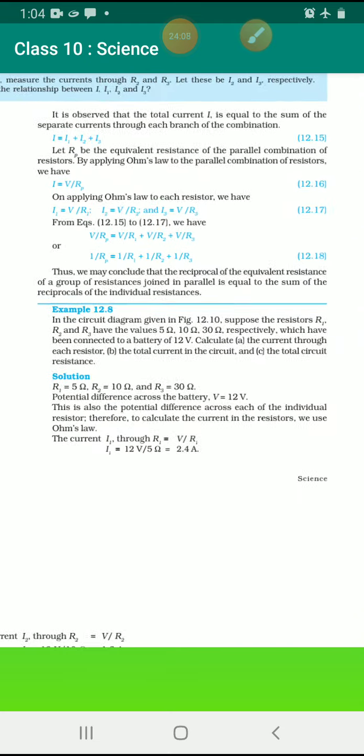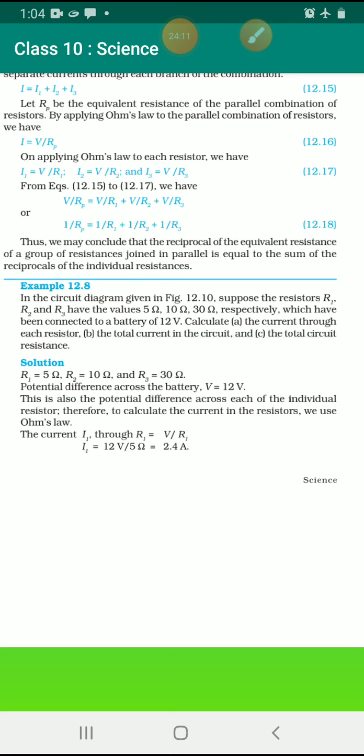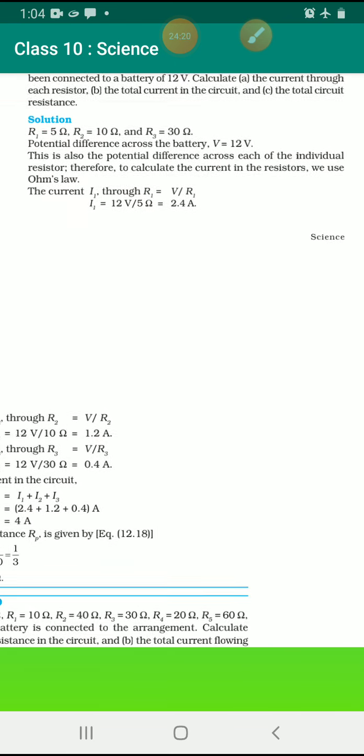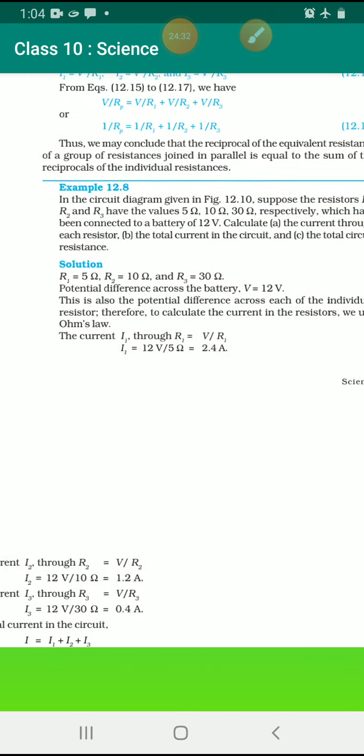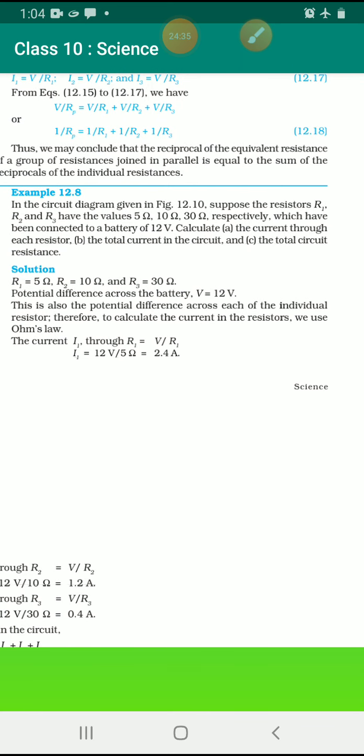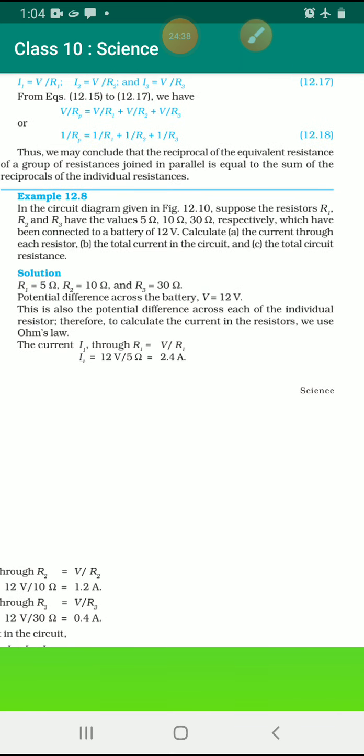A very simple question is given here, in the circuit diagram given in figure 12.10. Suppose the resistors R1, R2, R3 have the values 5 ohm, 10 ohm and 30 ohm respectively, as you can see in the diagram. Let's check the diagram, look here, isn't it? R1, R2 and R3, which have been connected to a battery of 12 volt. Calculate the current through each resistor, the total current of the circuit, and the total circuit resistance.